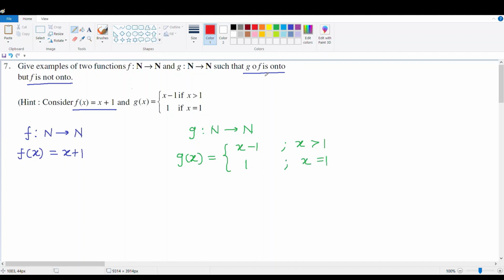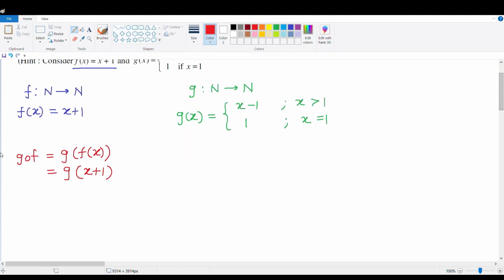Now we need to do the composition of functions and find g of f. So g of f is g of f of x. That means you need to use this x plus 1 in here. So you are going to find g of x plus 1. Why? Because g of f was g of f of x, but f of x is x plus 1. So that means g of x plus 1, and wherever in the g of x function you see x, you are going to plug in x plus 1.